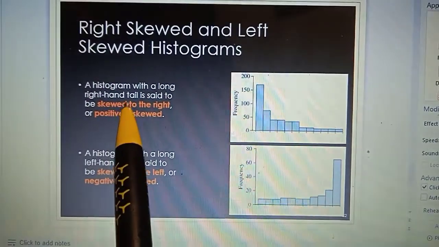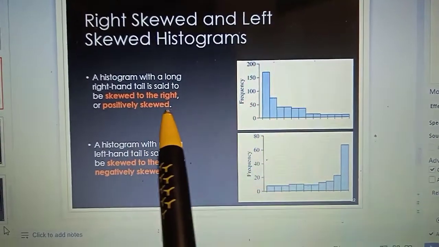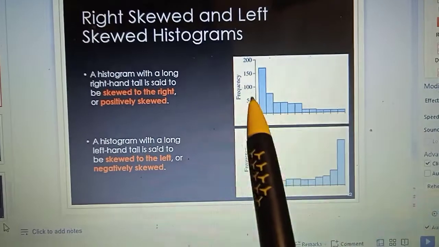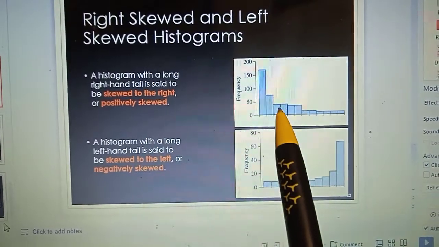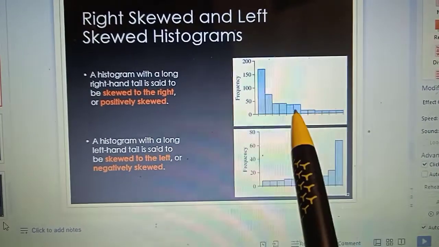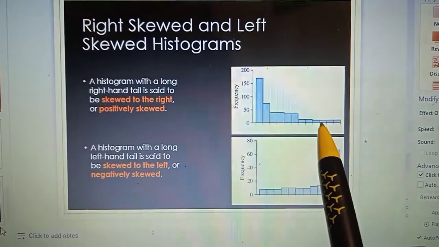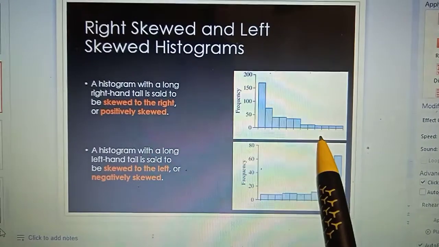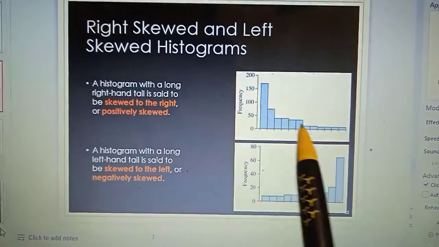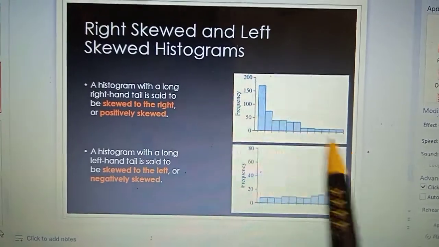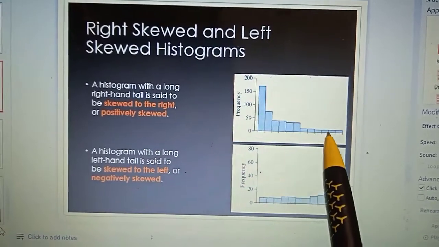A histogram with a long right-hand tail is said to be skewed to the right, or positively skewed. For example, if we get a histogram shape where the frequency gradually decreases toward the right, this is called skewed to the right. The right side is stretched out. So we call this shape skewed to the right.